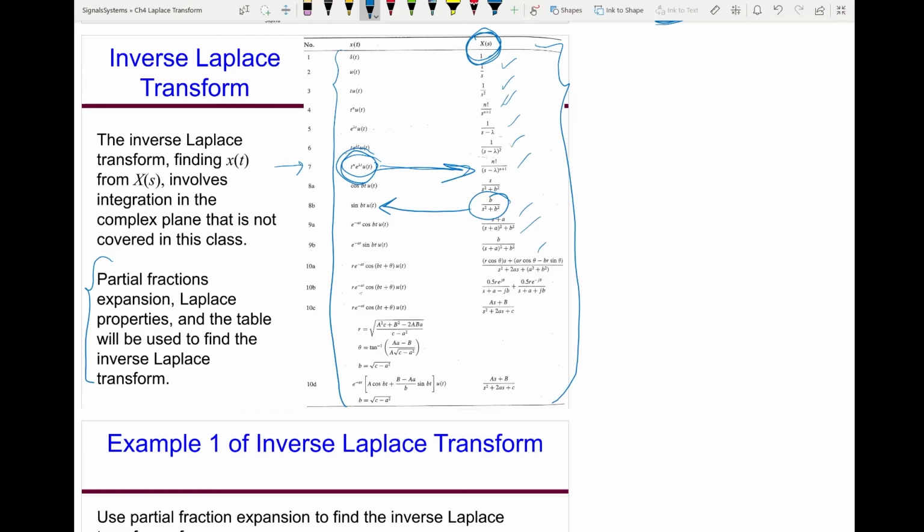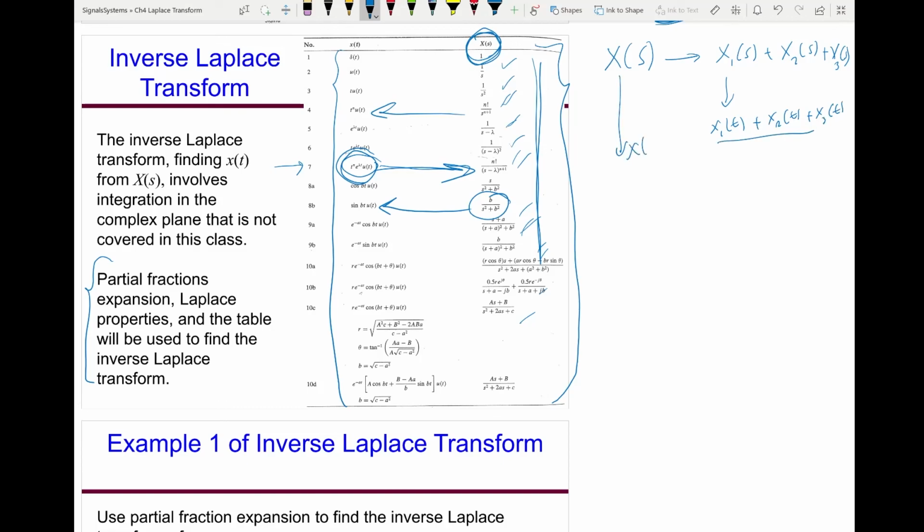So if you simplify it as a linear sum of any of these popular signals, then you can use the table and find the inverse Laplace transform of each one of them. So you have x of s, you break it down to simple signals that exist here, and then use the table to find x1 of t plus x2 of t plus x3 of t. And if you add them up, you will get the signal x of t. And that's what partial fraction expansion is.